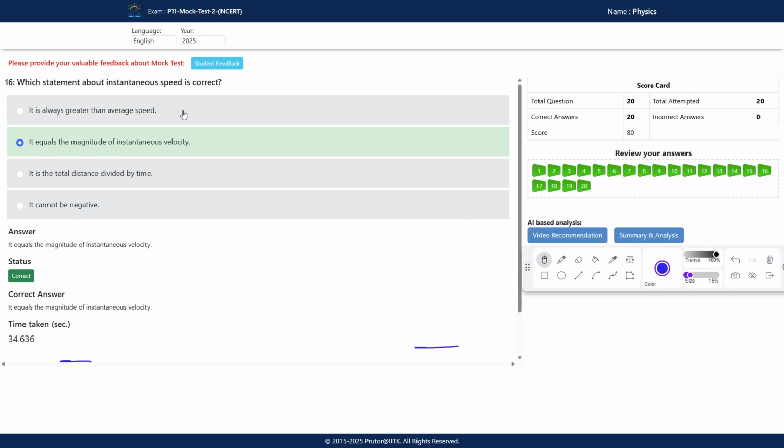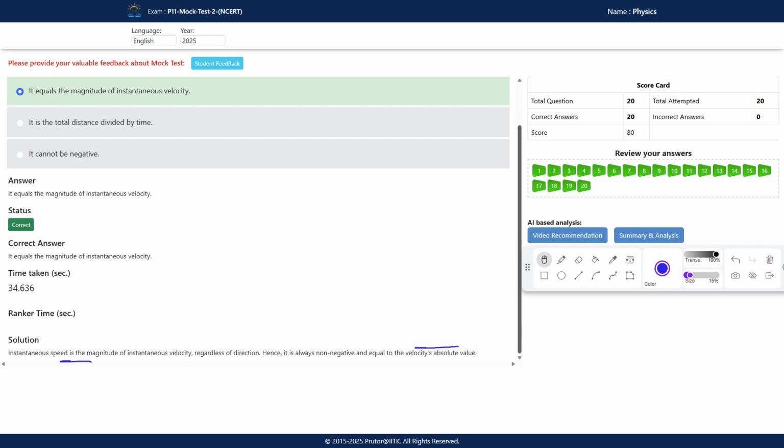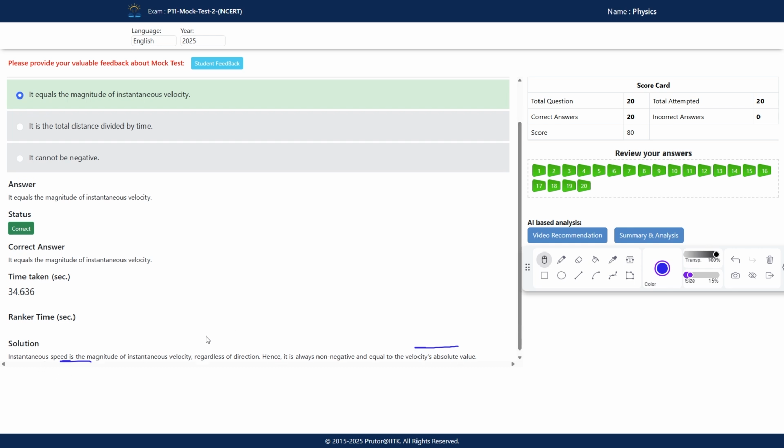Which statement about instantaneous speed is correct? Instantaneous speed is equal to the magnitude of instantaneous velocity. Instantaneous speed is the magnitude of instantaneous velocity regardless of direction. Hence it is always non-negative and equal to the absolute value of the velocity. This is a theoretical question.